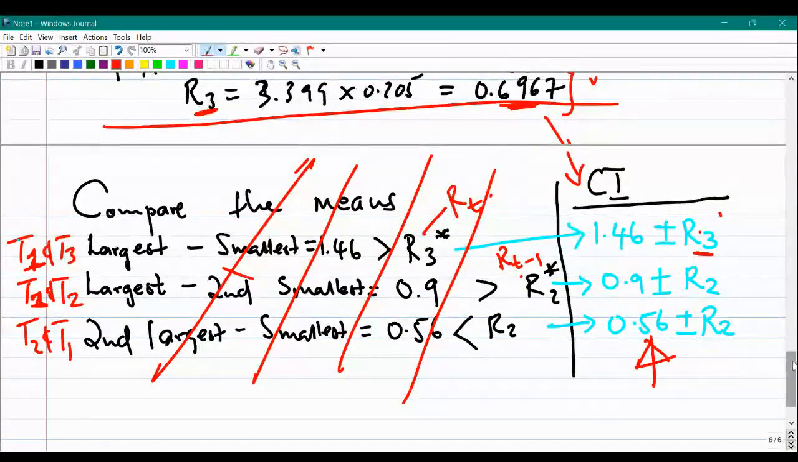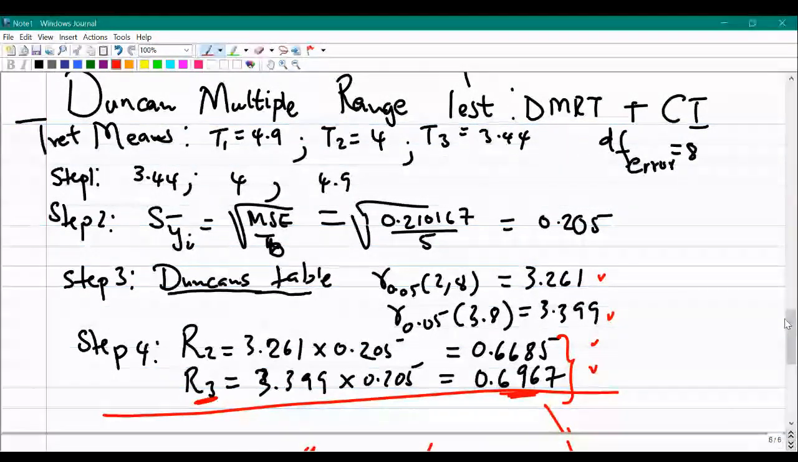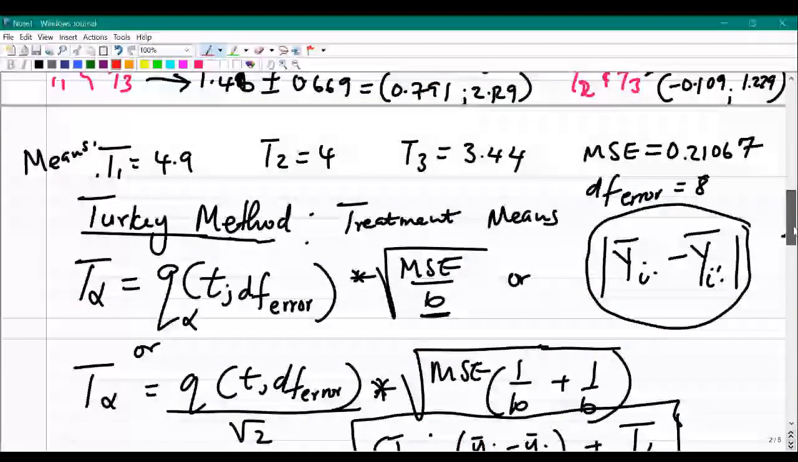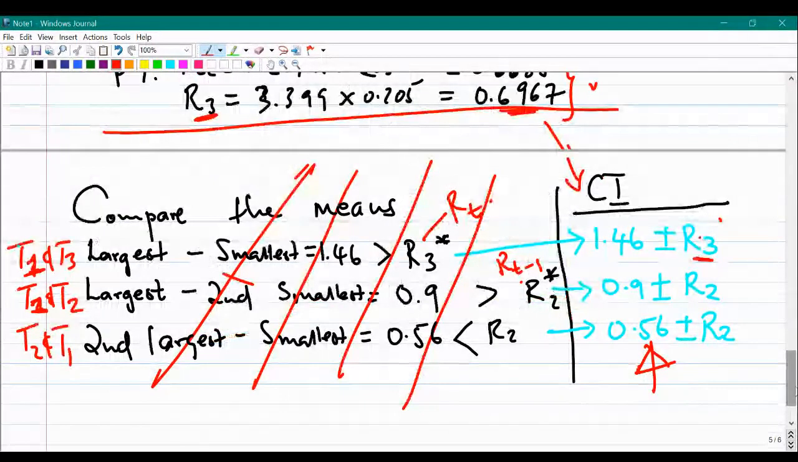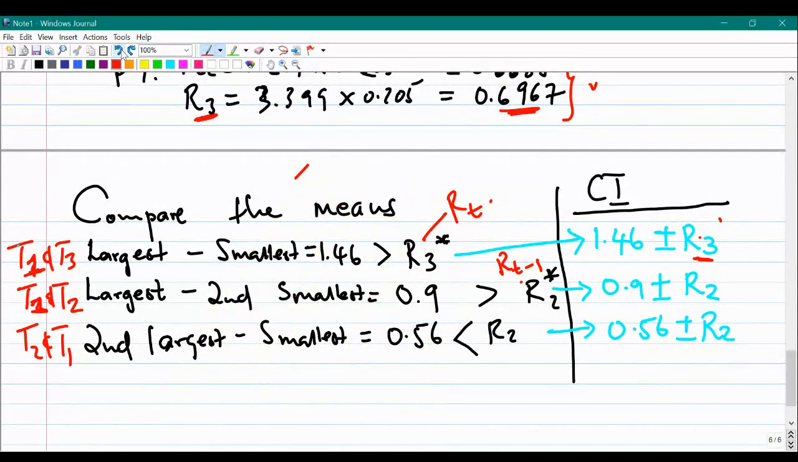Yes, sir, I'm listening. On that, go to the previous page, the last page. From second largest minus smallest, you're not supposed to say T2 and T3. Which one? Second largest minus smallest.